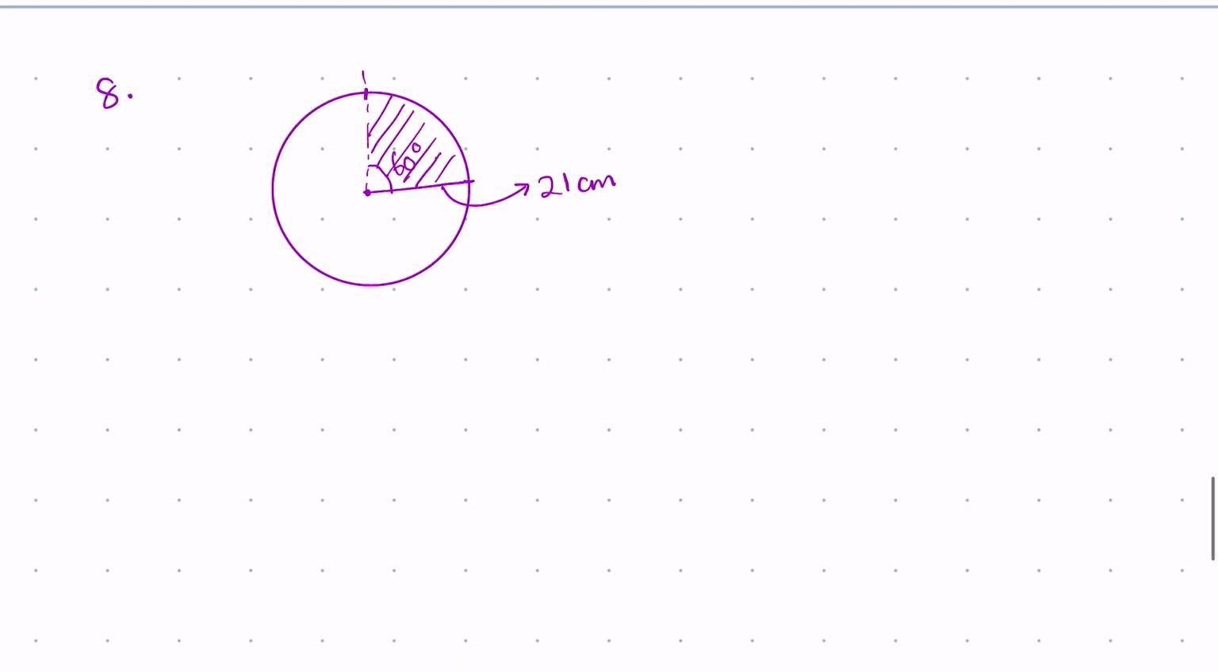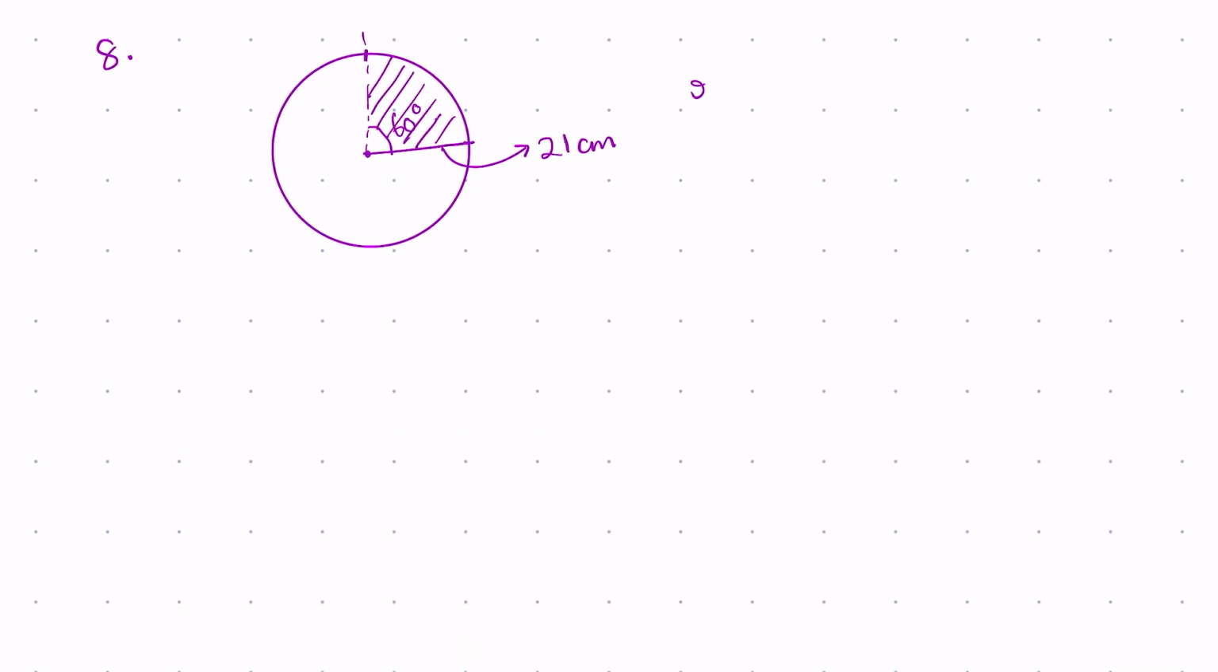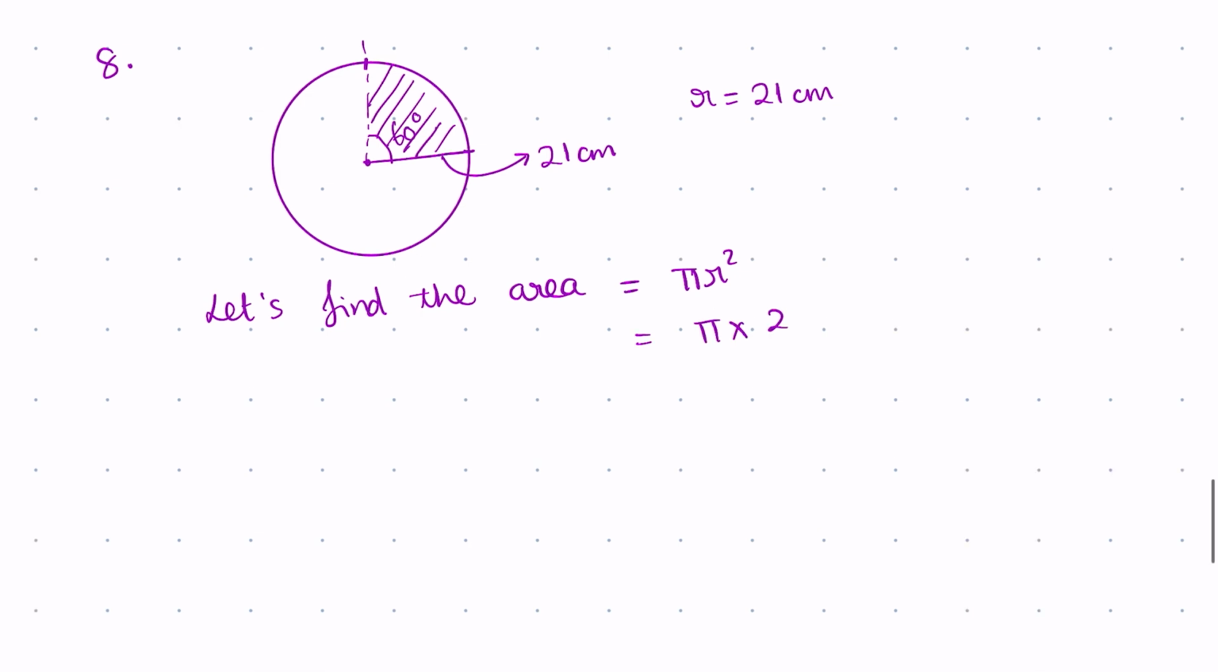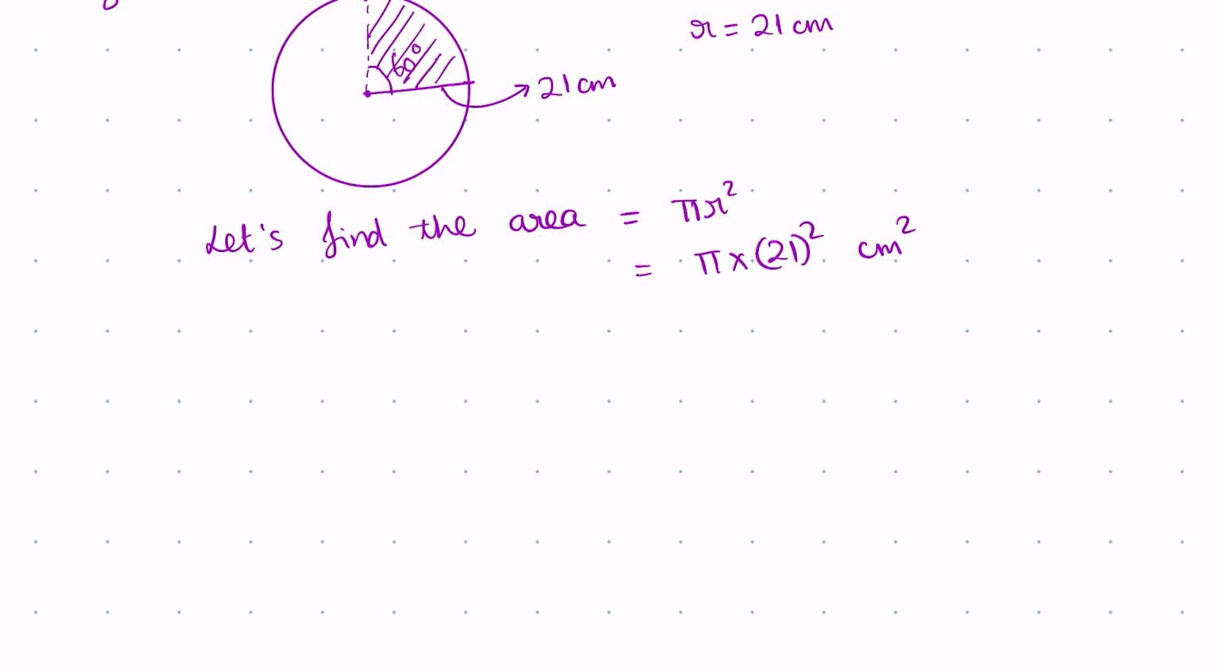So first of all, since we have the radius r equal to 21 centimeters, let's find the area. So what is the area? Well, the area is nothing but pi r squared, which is pi times 21 squared, and the unit would be centimeter squared. We need not simplify it right now.